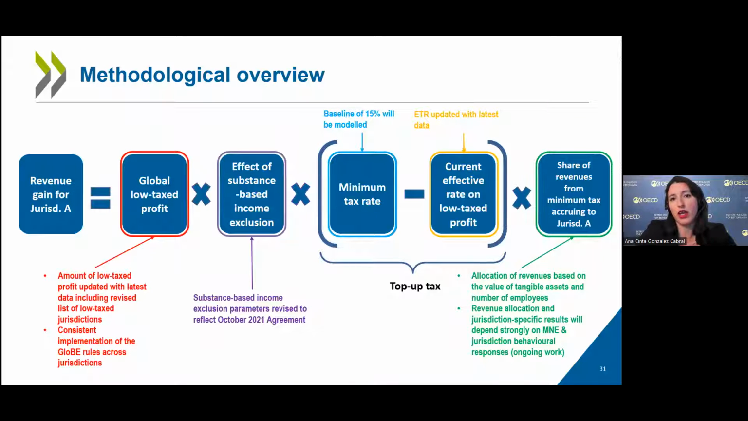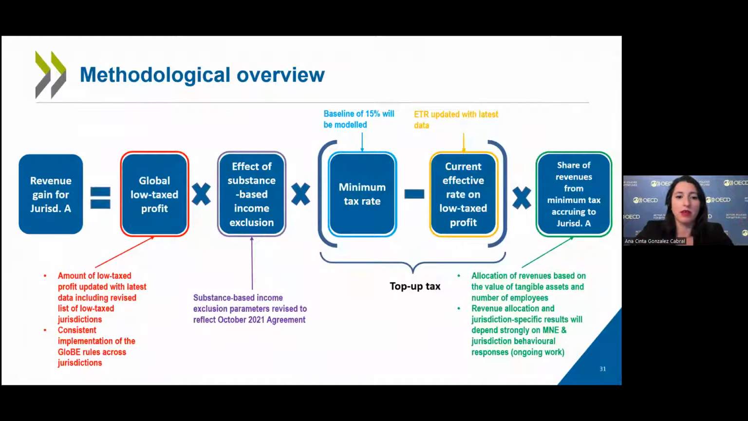Similar to what we said for pillar one, we have updated these figures to reflect the newest available data. We have updated the amount of low tax profit. We have a renewed methodology to compute the effective tax rates that MNEs are facing in the different jurisdictions. And we include the new design parameters that I mentioned beforehand. The substance-based income exclusion is now based on the revised parameters agreed in the October statement, that is, on the value of tangible assets and payroll that sits in the jurisdiction. We now model a 15% tax rate, where we were using 12.5% as a baseline beforehand. And we're also taking into account, when we look at the allocation of our pillar two revenues, the new allocation key for the under tax payments rule.